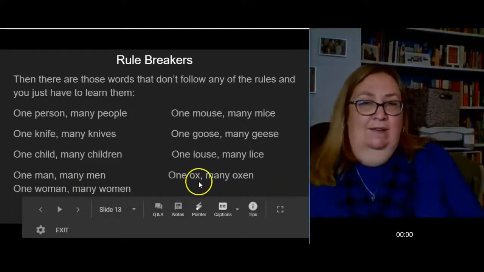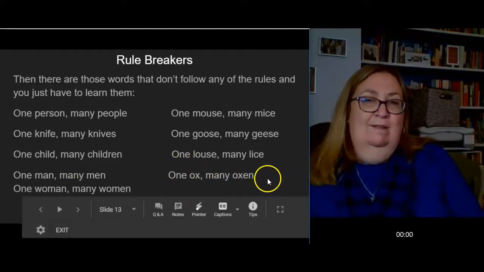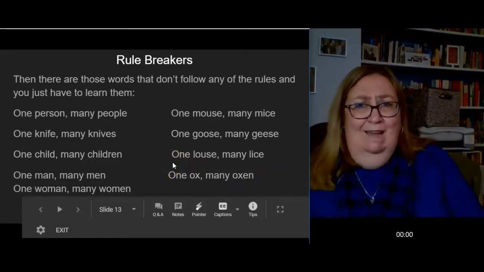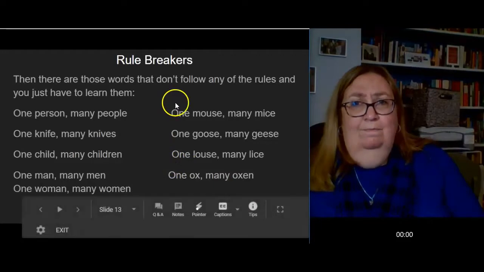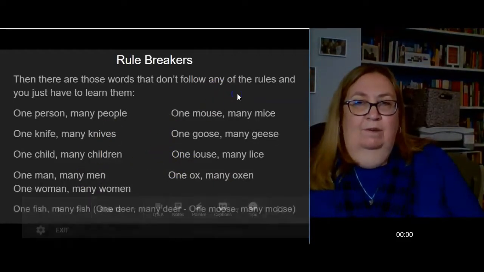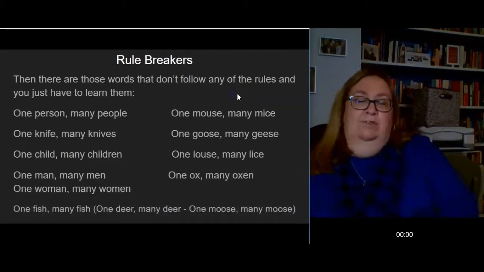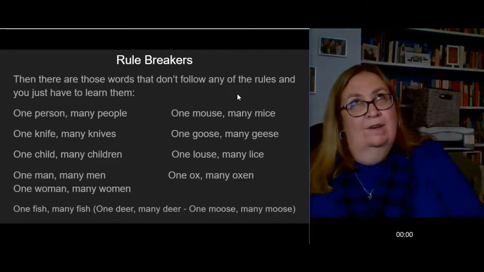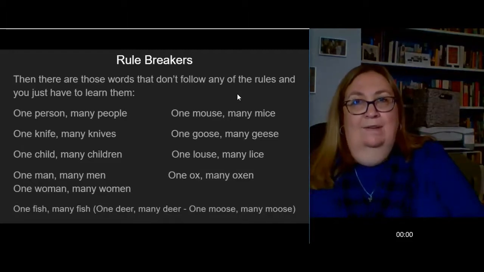This one is unlike any other. You have one ox and many oxen, but I don't have one box and many boxen. I have boxes. These are the trickiest of all, where the singular word and the plural word are exactly the same.